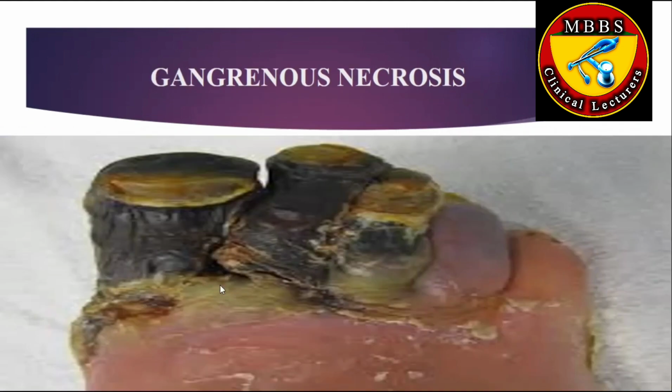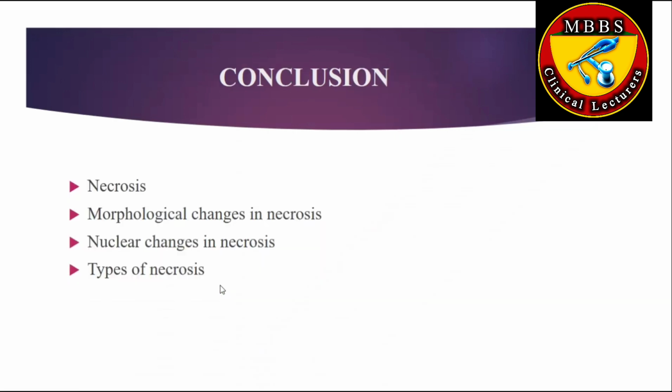Now the next is gangrenous necrosis. This type of gangrene is most often seen on extremities, usually due to trauma or physical injury. We use the term dry gangrene when there is no bacterial superinfection and the tissue appears dry, and wet gangrene when bacterial superinfection has occurred and the tissue looks wet and liquefactive. So these are all the patterns of tissue necrosis.